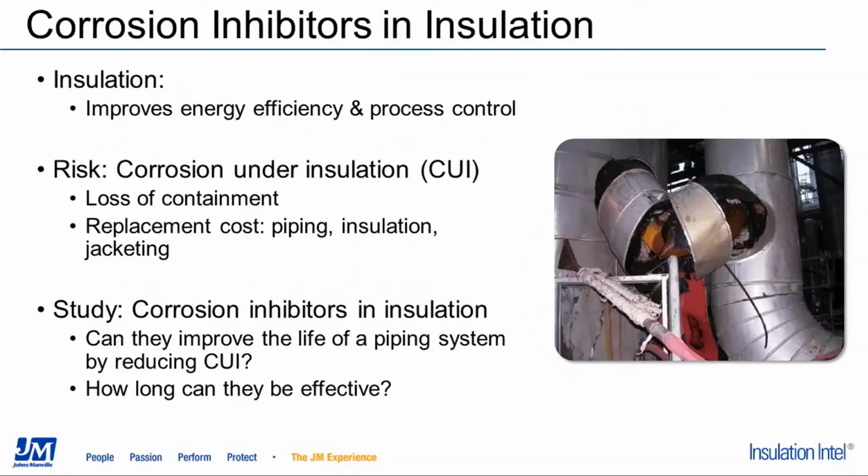So while Scott already covered the cost of CUI, it's also important to understand the value of insulation. Industry continues to insulate pipes, tanks, and vessels, even with the known risks of corrosion under insulation. And that's because of the overwhelming benefits to energy efficiency, process control, personnel protection, and even in some cases, fire protection. So while the benefits continue to outweigh the risks, continuous improvement in mitigating that risk is essential. And again, as Scott has covered what that total system looks like today, we're just going to be highlighting the use of corrosion inhibitors in the insulation. Can they improve the life of the piping system by reducing CUI? And then how long can they be effective?